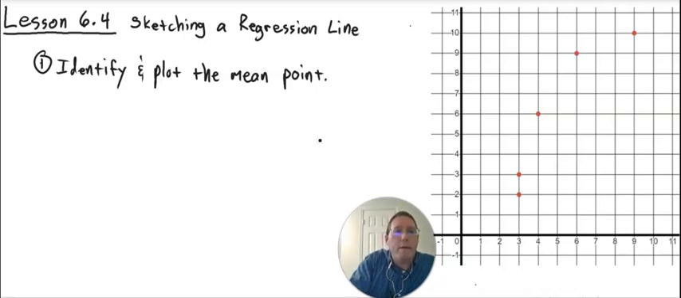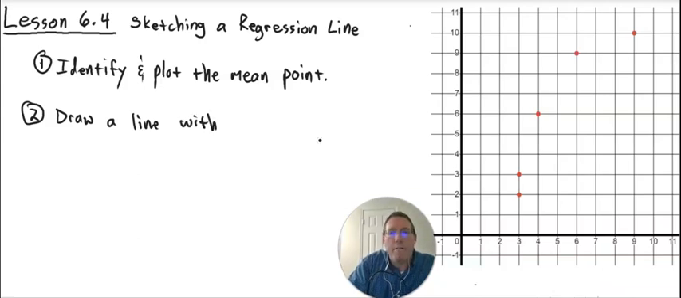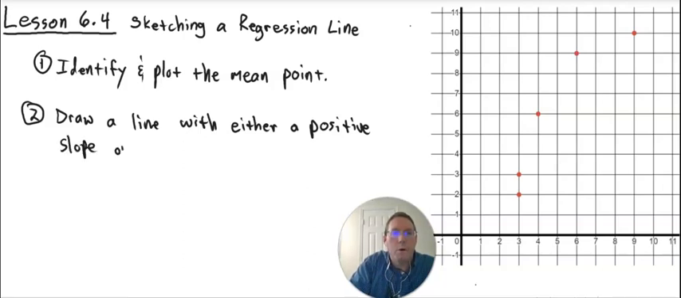And then the second thing we're going to do is draw a line with either a positive slope or a negative slope. That's it. You're going to want to use a ruler for this because you want it to be a straight line.